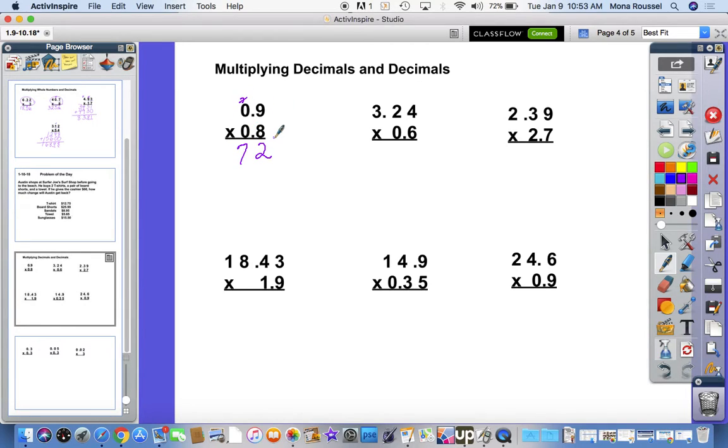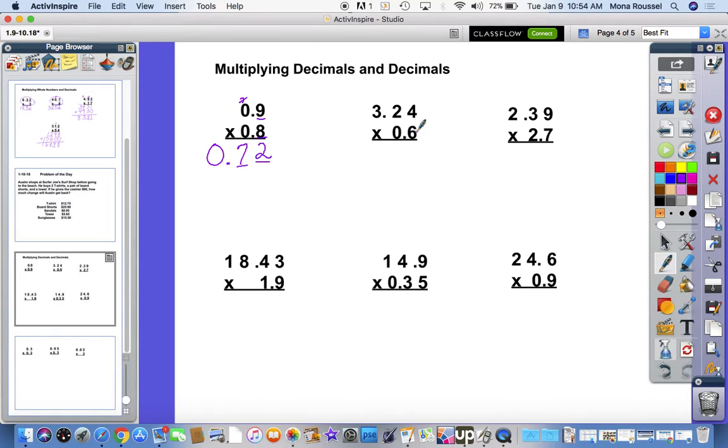Now we're going to count the number of decimal places in our factors to see how many decimal places will be in our product. We have 1 decimal place in the first factor, 1 in the second factor, so that's a total of 2 decimal places, so our product would be 72 hundredths. Placing a 0 in front as a placeholder is optional.